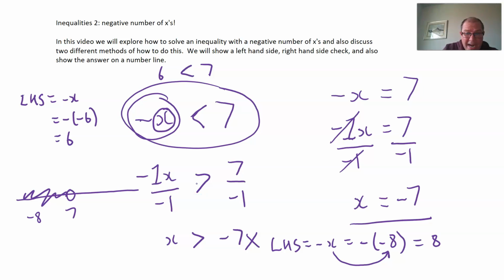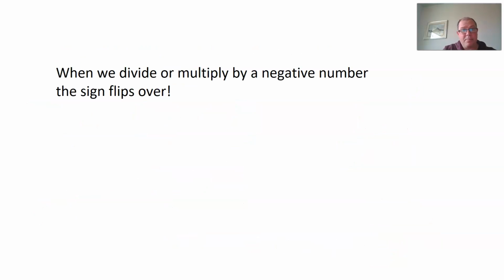So when we divide or multiply by a negative number, the inequality flips over. Let's just repeat that. When we divide or multiply by a negative number, the sign flips over. And we have to remember that. So here we go. Let's try this one. Let's try 3 minus 2x is bigger than 8.